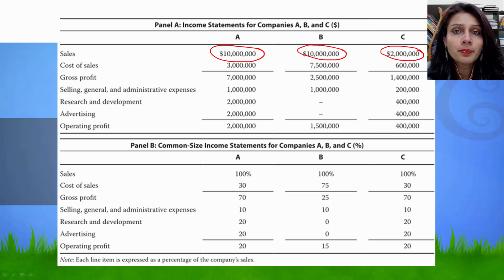If I was to compare these companies just with these figures, I can compare company A and B. But I cannot compare these companies to company C because you can see that the sales volume of company C is very small as compared to company A and company B. So how do we standardize a company? How do we compare it using common size analysis?